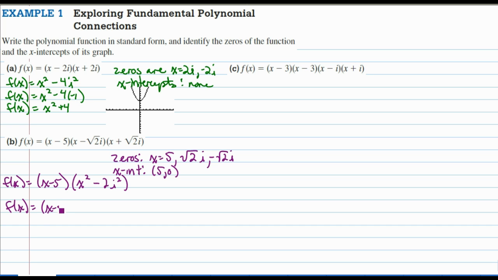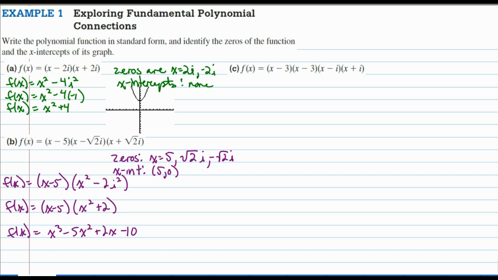I have x minus 5 times x squared, and then remember i squared is negative 1, so this would turn into plus 2. And now I could just FOIL that together, which is a lot easier than it would have been if I would have multiplied x minus 5 times x minus square root 2i first. So now this is x cubed minus 5x squared plus 2x minus 10. That is in standard form.